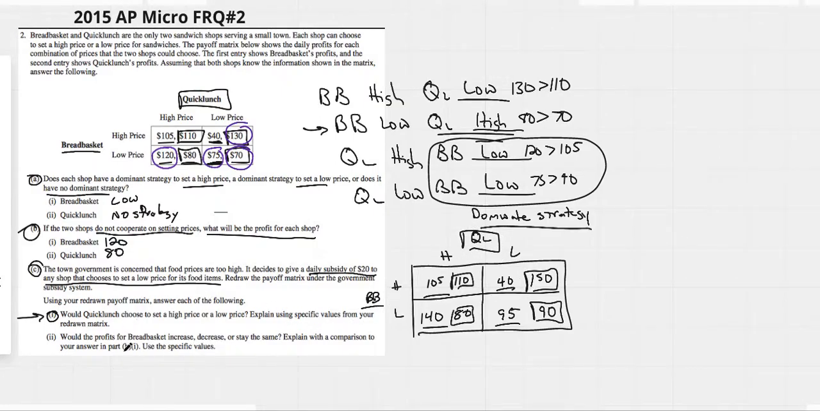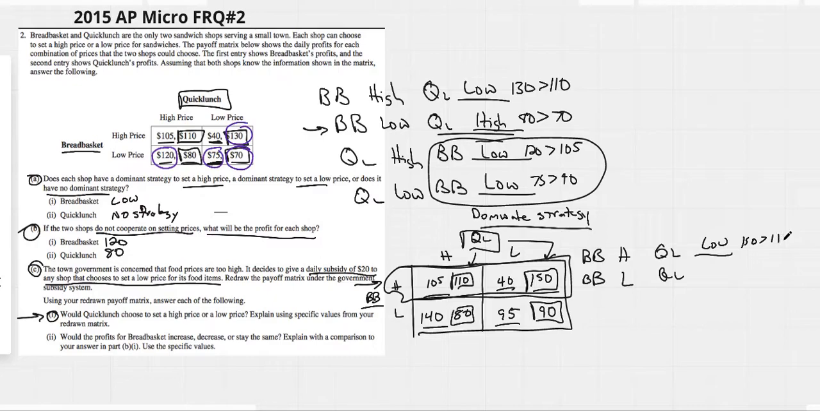And then now, once we've done that, we're going to go back and make sure we understand the chart by doing a word matrix again. Would Quick Lunch choose to set a high price or a low price? So if I'm just going to redo it, if Breadbasket goes high or Breadbasket goes low, what would Quick Lunch do? So if Breadbasket goes high, again, we're in these two quadrants. And Quick Lunch can either go high or go low. We would see in this instance, Quick Lunch would go low because 150 is greater than 110.